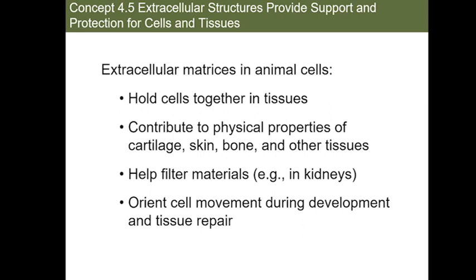So the extracellular matrices in animal cells hold cells together in tissues, contribute to physical properties of cartilage, skin, bone, and other tissues. They help filter materials, for example in the kidneys, and they orient cell movement during development and tissue repair.